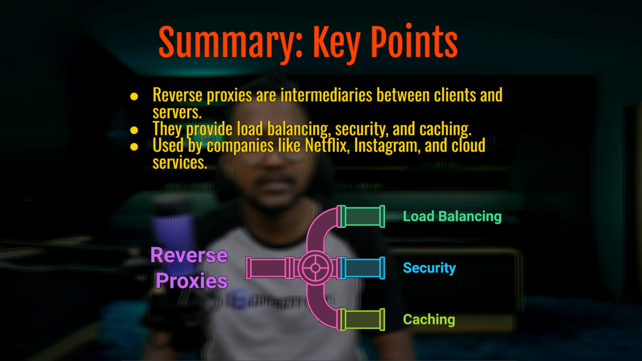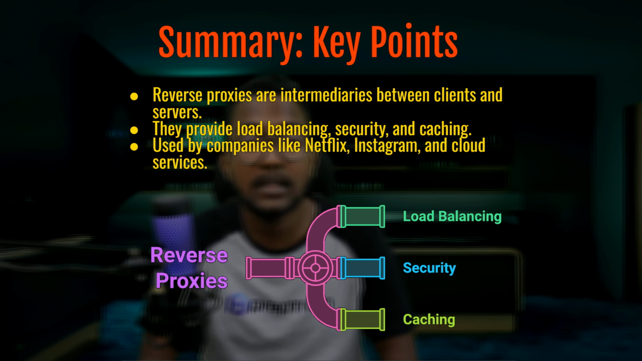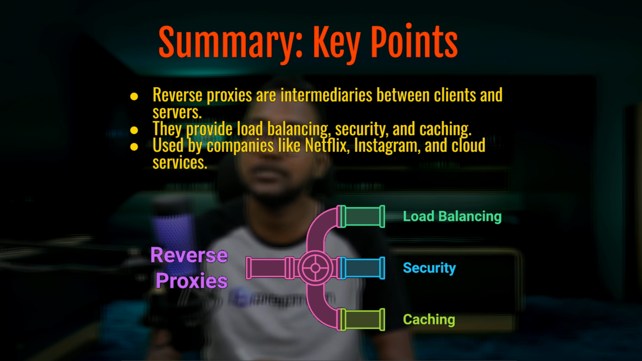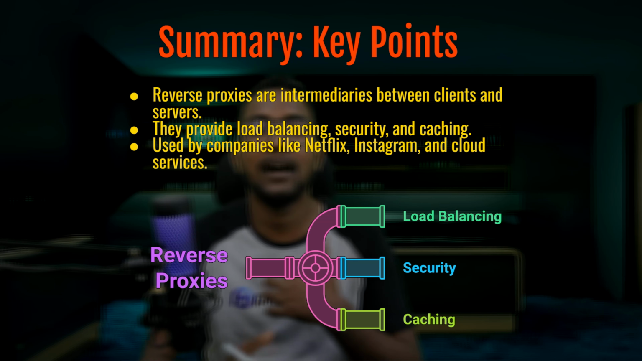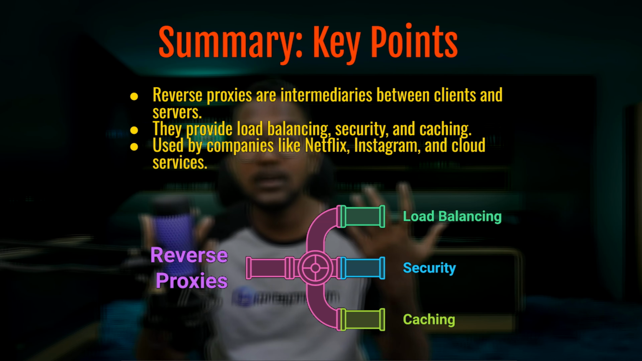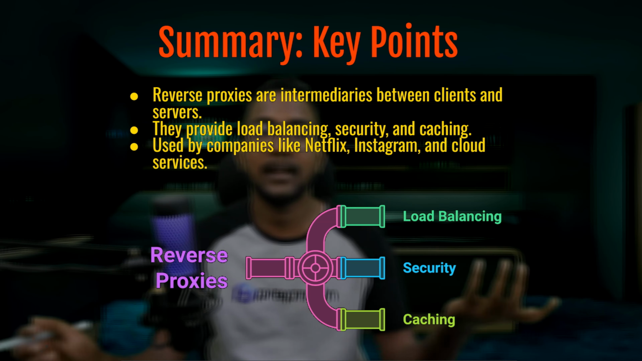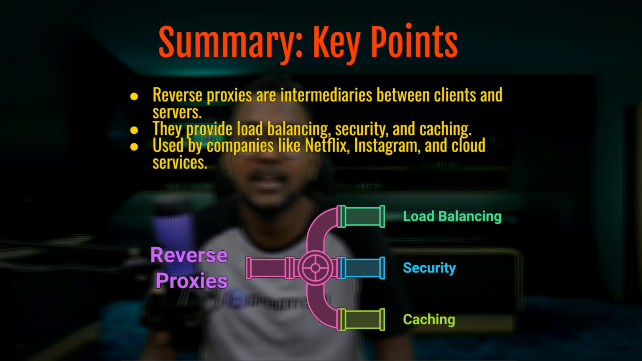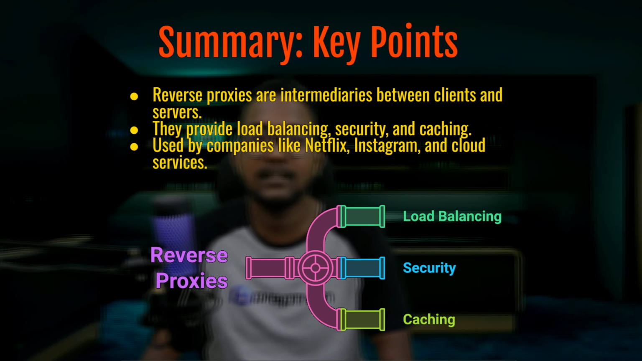So in conclusion, reverse proxies are essential for ensuring that large web applications are not only fast but also secure and scalable. By handling load distribution, securing backend servers, and improving performance, they make it possible for companies like Netflix and Instagram and major cloud service providers to operate efficiently at scale.